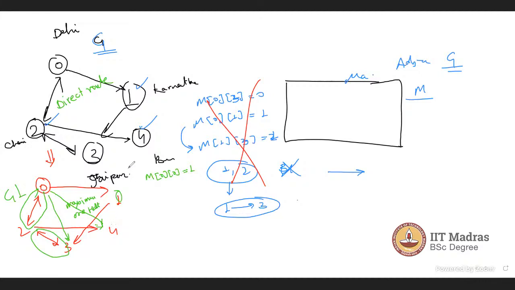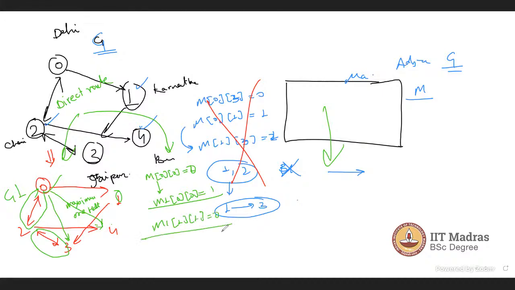Yeah, got it. So you generated this G1 from G. Sir, can you repeat what you just said? M00 in this graph was 0, correct? Yes. But when I converted this to M1, which is trying to tell that you need to take maximum one halt, it is saying 1. No, in this graph, 0 to 0 I have. But M1[1][1], I still don't have. So it will be zeros.